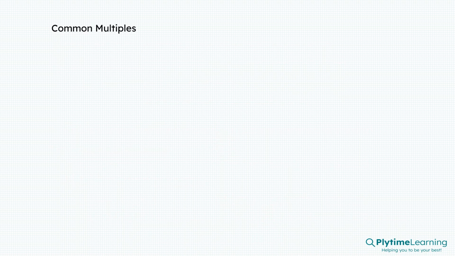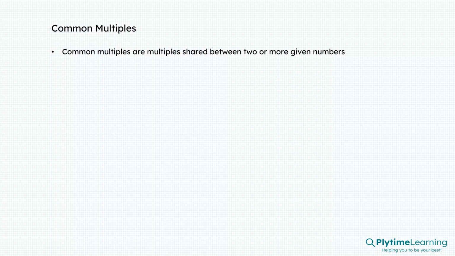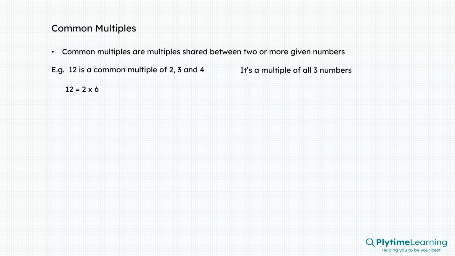What about common multiples? Common multiples are multiples shared between two or more given numbers. For example, 12 is a common multiple of 2, 3 and 4. It's a multiple of all three numbers. We can see that 12 equals 2 times 6. 12 also equals 3 times 4, or 4 times 3 using the commutative law. 2, 3, 4 and 6 are therefore all factors of 12, as well as 1 and 12 itself.